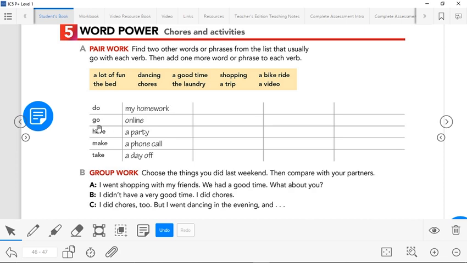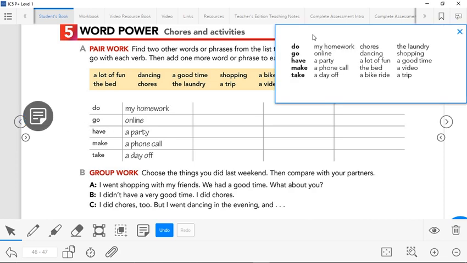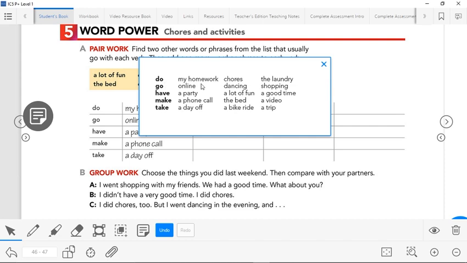Okay, you finished? Let's check what we can have. You can do my homework, do chores, do the laundry, very good. Go online, go dancing, go shopping. Have a party, have a lot of fun, have a good time. Make a phone call, make the bed, make a video. Take a day off, take a bike ride, take a trip. See? Those are all of the things that you can do with those verbs.